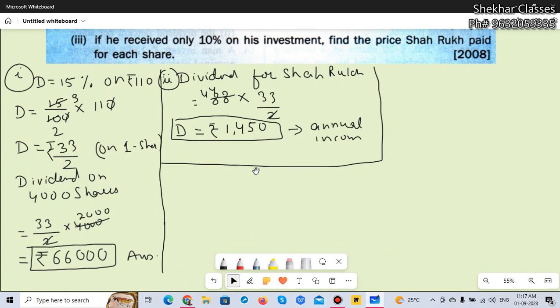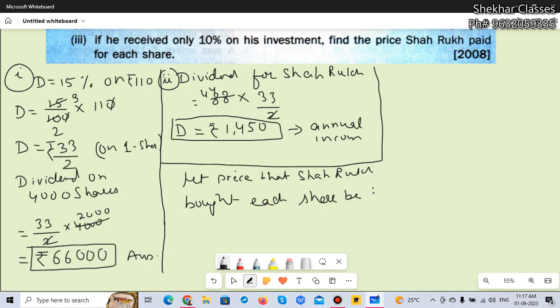We do not know the price that he bought it for. So let the price that Shahrukh bought each share for be X rupees. Then his investment is what?